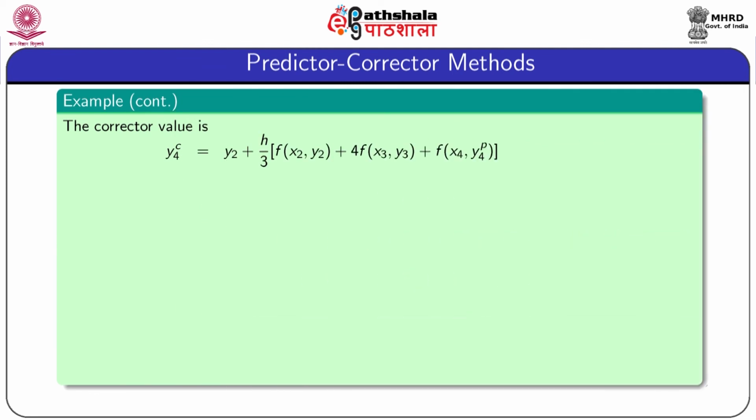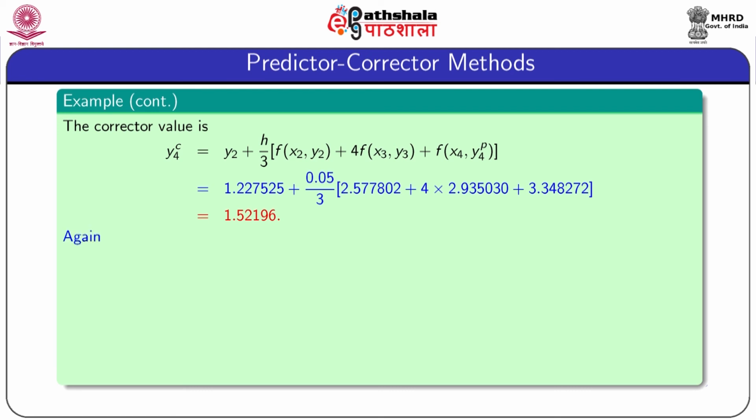The corrected value is calculated from the corrector formula given by the following expression: y4c, that means the value of y at x equal to 0.20, is equal to y3 + (h/3) into [f(x2,y2) + 4 f(x3,y3) + f(x4,y4p)], and these are the values of y3 and the value of f at different points, and after simplification it is equal to 1.52196. So, this is the corrector value of y.